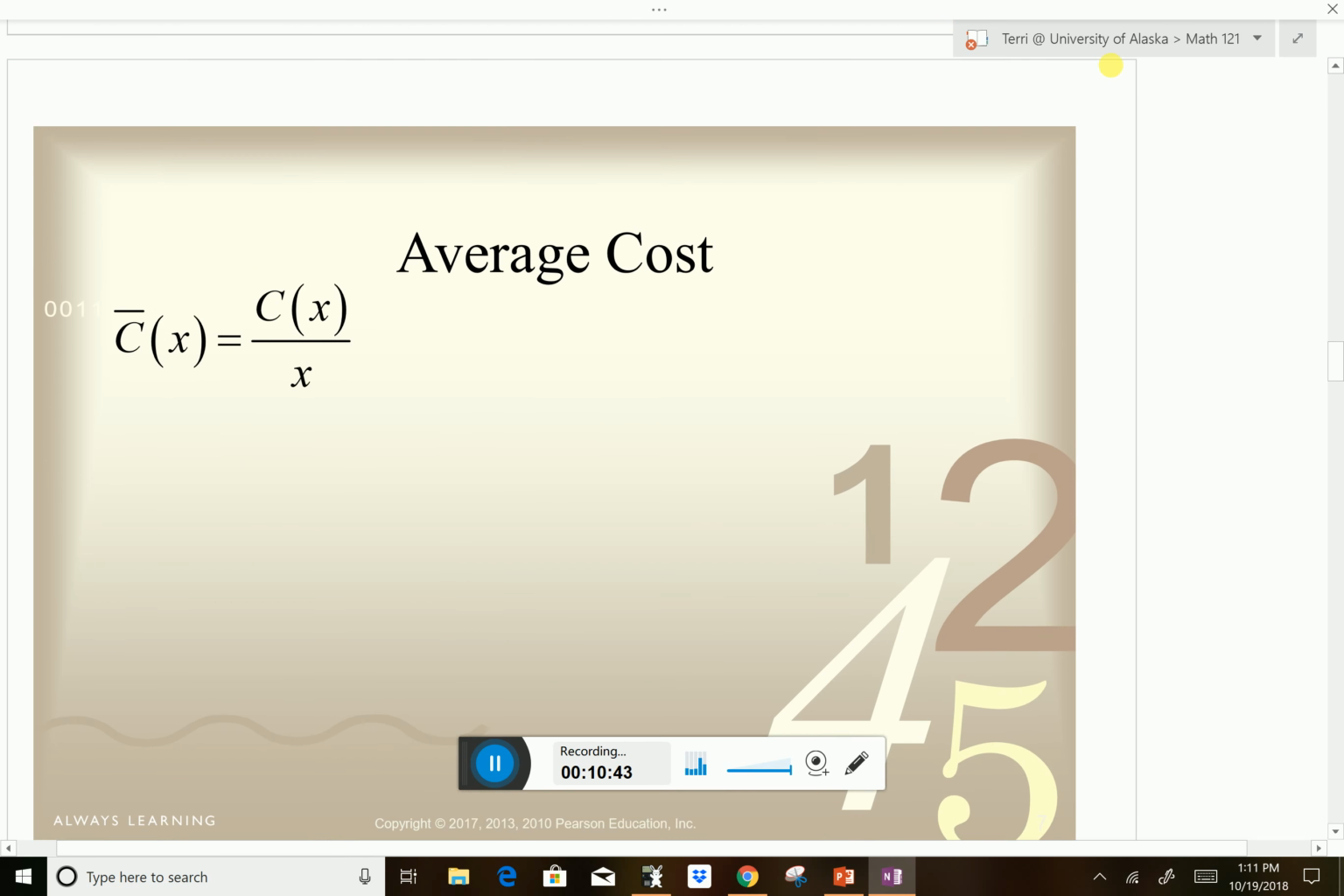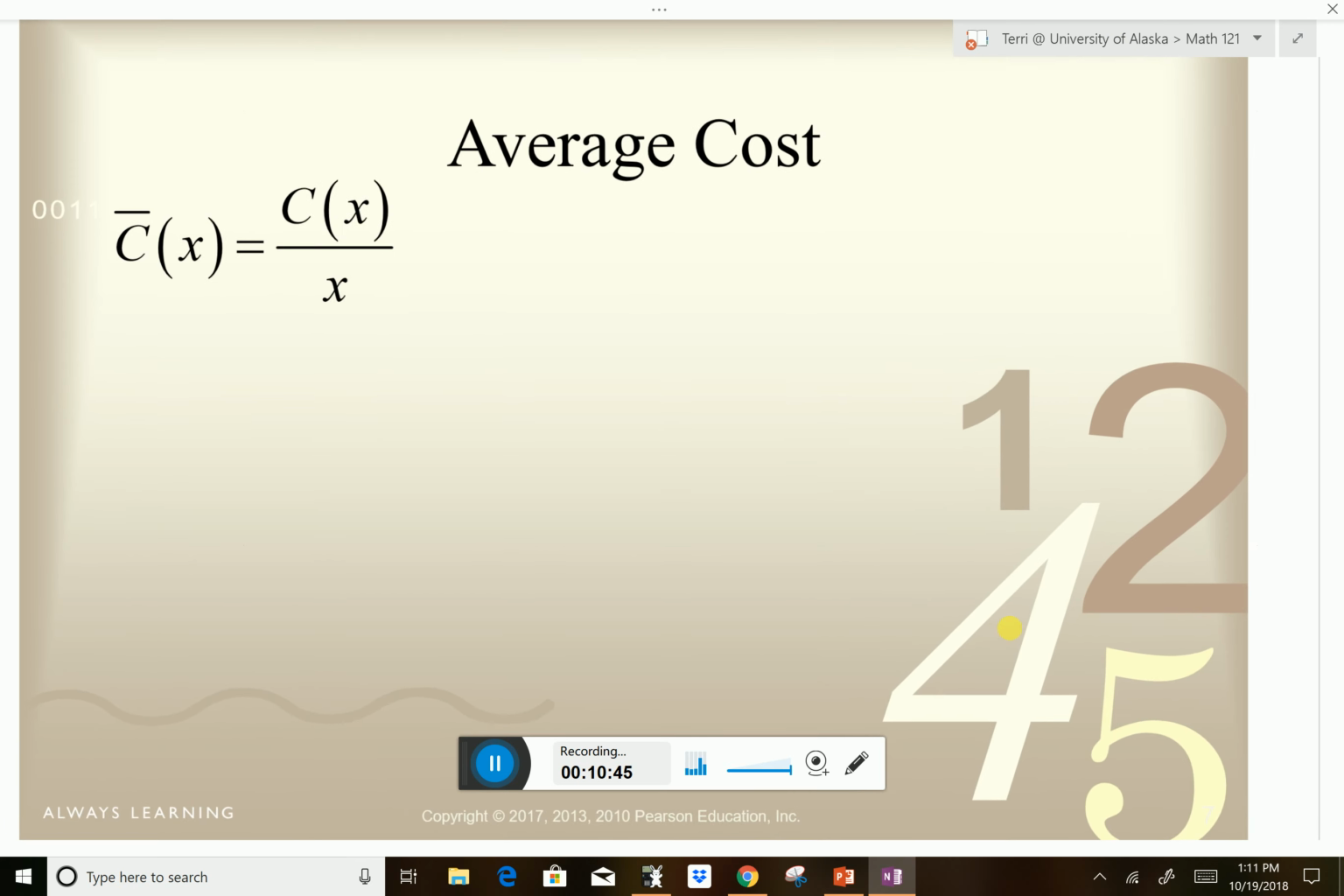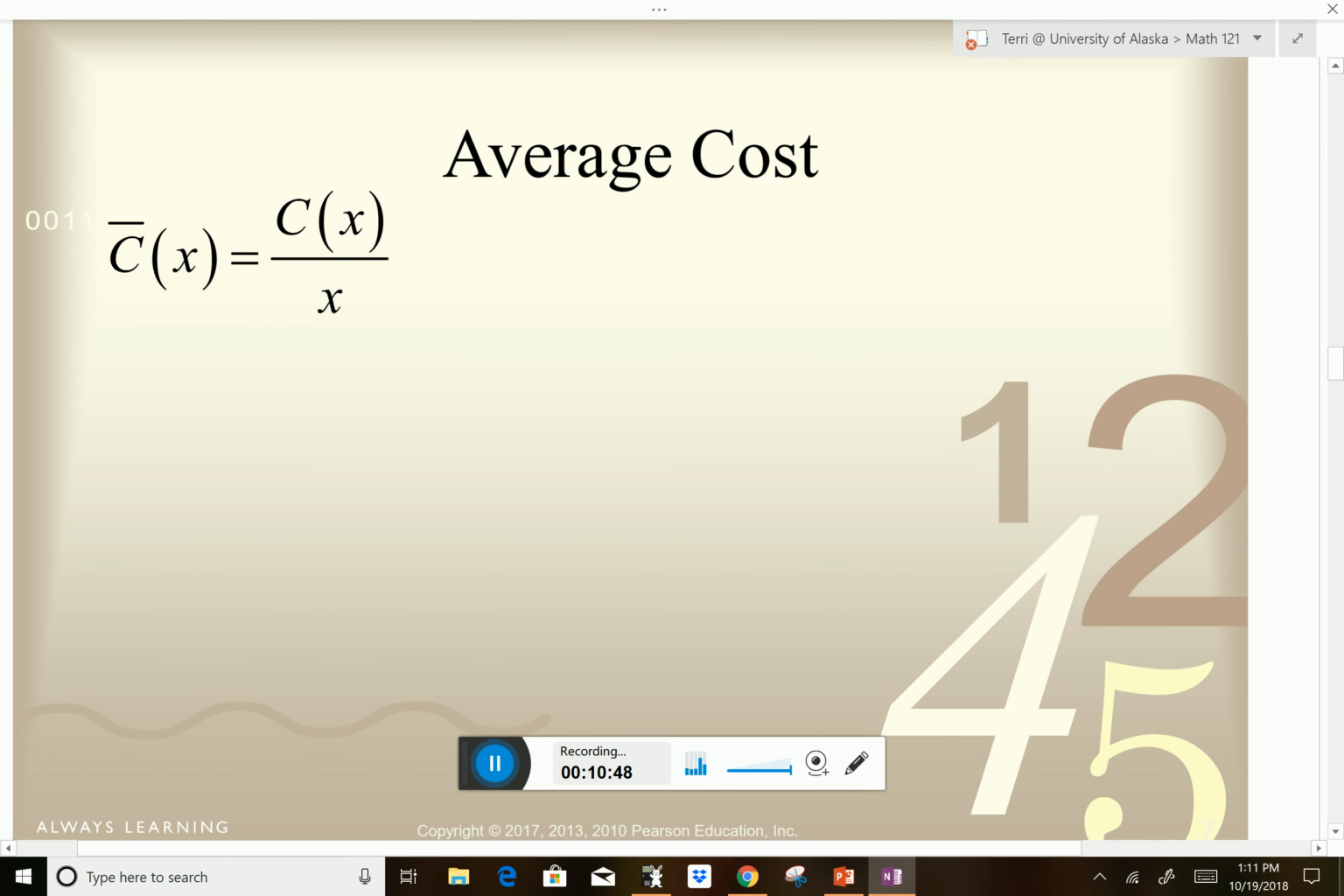So let's talk a little bit about average cost. So the cost function is interesting. Most of the time, you can't really minimize your cost function, especially something that just looks like 2x plus 499 like the previous problem. You can't minimize this because it would minimize at x equals 0, because if you don't make anything, it doesn't cost you anything. So that's why we don't talk about that a lot.